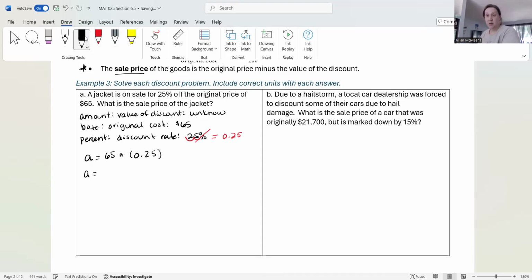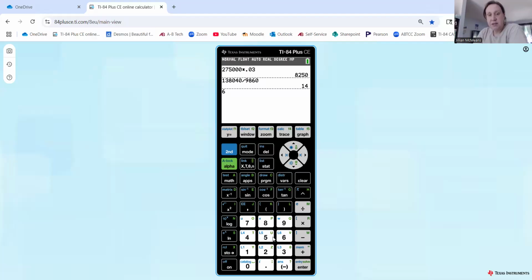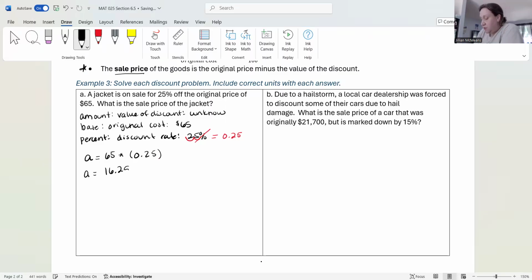Luckily I don't have to do any weird solving. I've got the variable that I want all by itself already. So we just need to multiply 65 times 0.25. That'll give us the value of the discount, and then we have to find the sale price. So on the calculator, we take 65 times 0.25 and we get 16.25. So A is 16.25. But what is that? $16.25 is the discount.